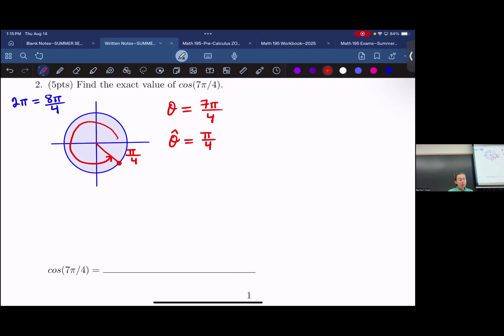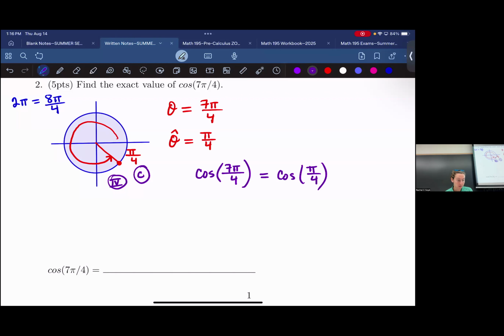Another thing you need to be mindful of is the fact that we are in our fourth quadrant, which by our acronym, All Students Take Calculus, tells us that all of our cosine related functions are positive. So we don't have to incorporate any negatives here. And so what we can do is now we can create our equivalence relation. Cosine of 7 pi over 4 is the same as just cosine of pi over 4.